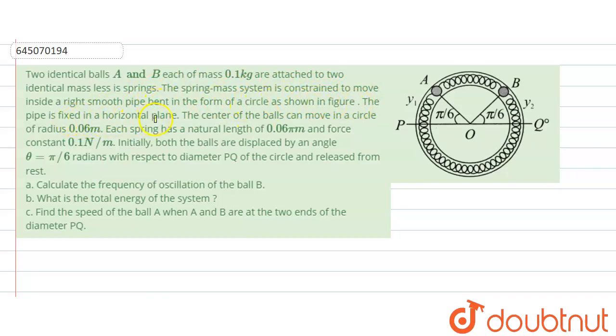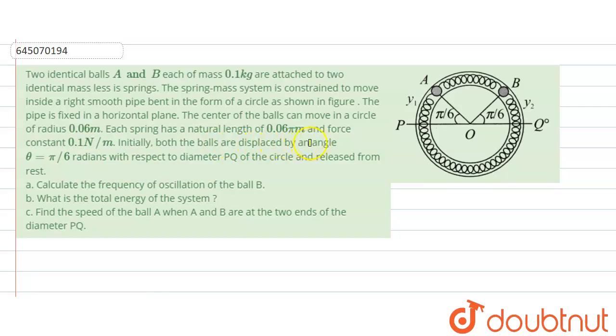The pipe is fixed on a horizontal plane and the center of the ball can move in a circle of radius 0.06 meter. Basically this is our pipe. It is bent in the form of a circle and there are two balls A and B connected by massless springs. They are constrained to move only inside this circle. The natural length of each spring is 0.06 pi meter. The force constant K is given as 0.1 Newton per meter.